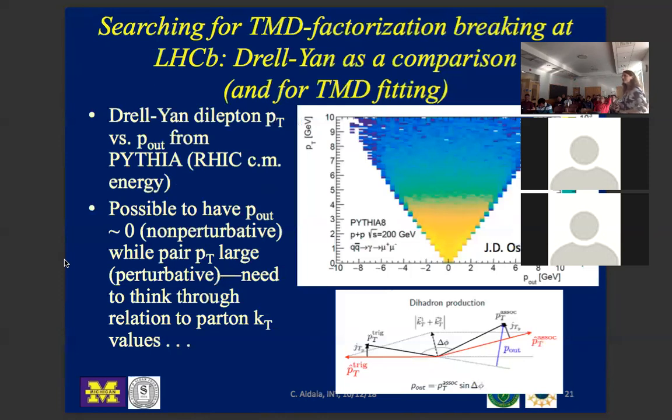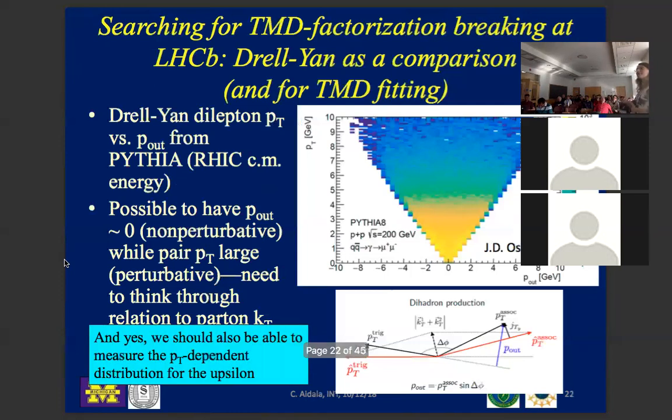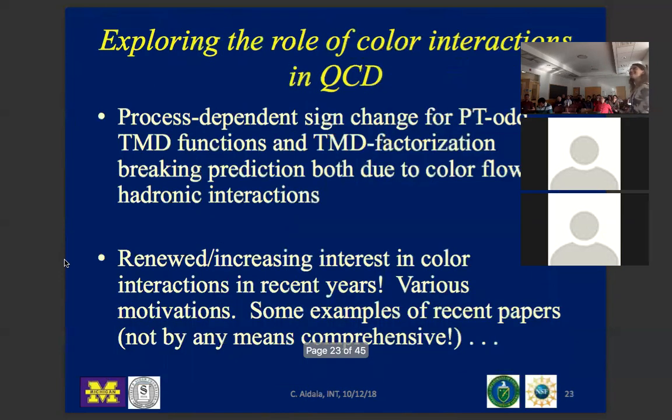So we need to think through the relation to parton kT values, what kind of projections we might be doing, and which scales are really relevant in calculations. So this is something we need to think through more. And yes, in Upsilon, we should be able to do a pT distribution of the epsilon as well, just a different mass cut than doing the Drell-Yan.